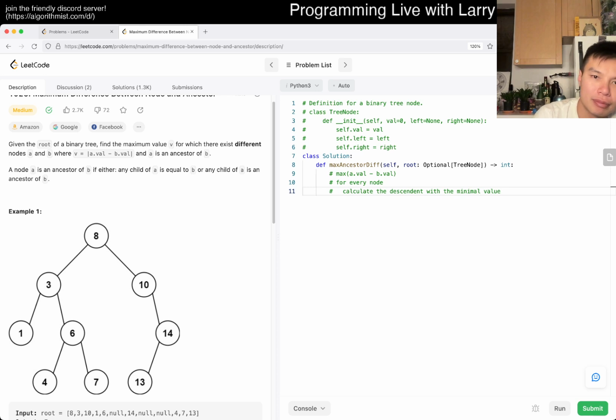And then of course, if we think about absolute value, then it's just two things, right? It's either this minus, or another way of writing this maybe is just negative A dot value plus B dot value as well.